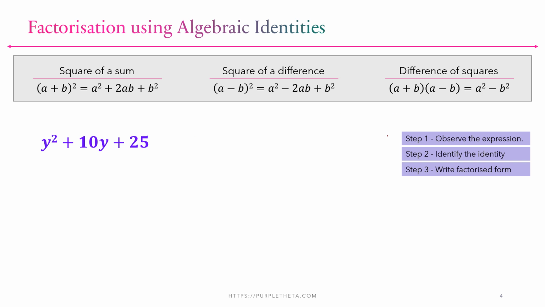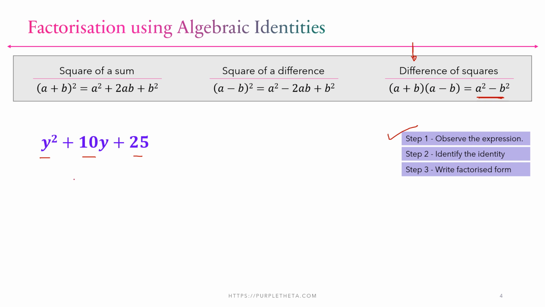Our first step is to observe the expression, right? If you look at this expression, I have 1, 2 and 3, that is 3 terms. So there are 3 terms in this expression. So identity 3, that is difference of squares, does not apply in this example, because in difference of squares we have only 2 terms, right? So this will not apply.